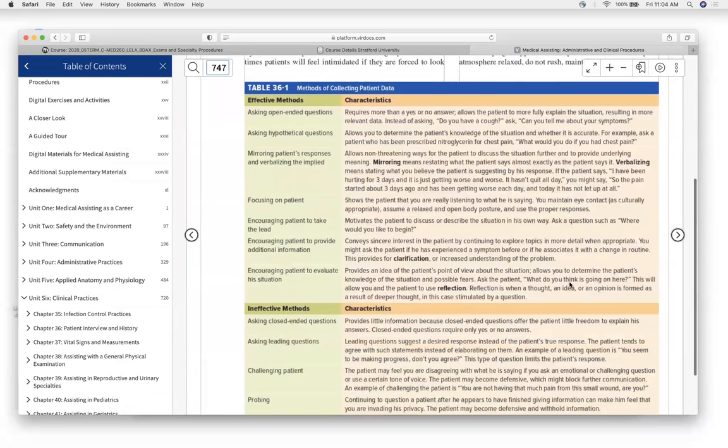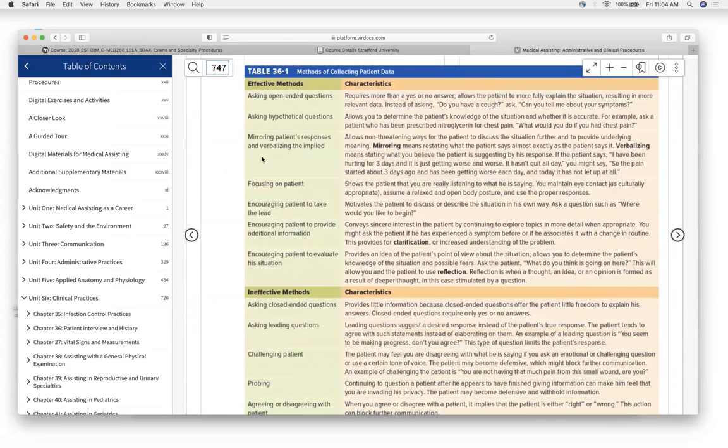Oh, here are some wonderful effective methods. This is lovely stuff right here on page 747 of your online text, table 36-1, right? Good, effective ways: mirroring, verbalizing. Make sure you make the patient say it. Make sure you make the patient repeat it back to you. Like if the patient said, I got dizzy, then I fell, I would always mirror it back: so you always feel dizzy, then did the dizziness cause the fall? I always mirror it and put it back on them just for clarification.